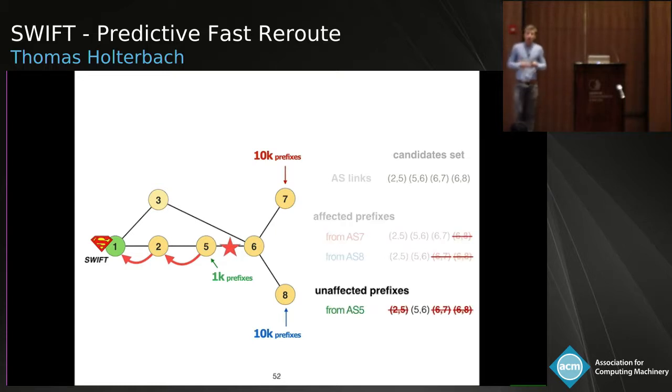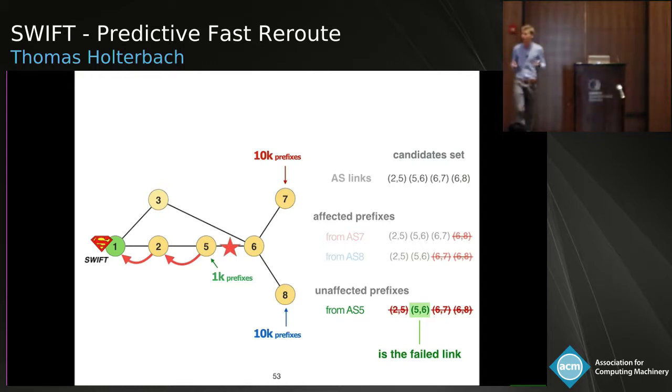Swift also leverages unaffected prefixes. The unaffected prefixes here are the 1,000 prefixes advertised by IS5. Swift can remove 2.5 because if 2.5 was the failed link, we should observe withdrawals for those prefixes here. In the end, Swift finds that 5.6 is the failed link, which is indeed true in this case.